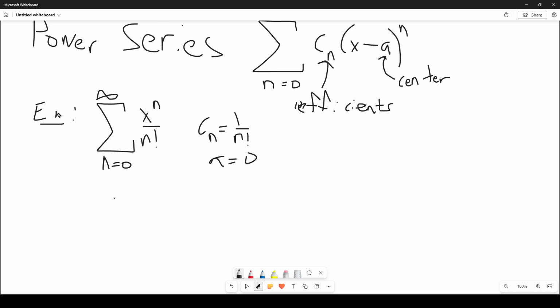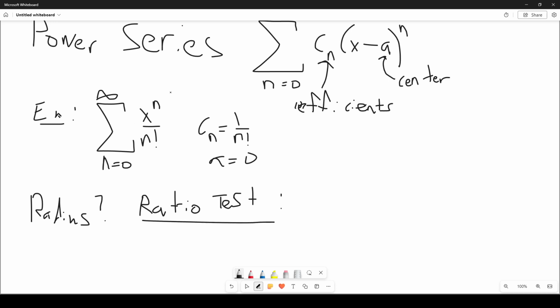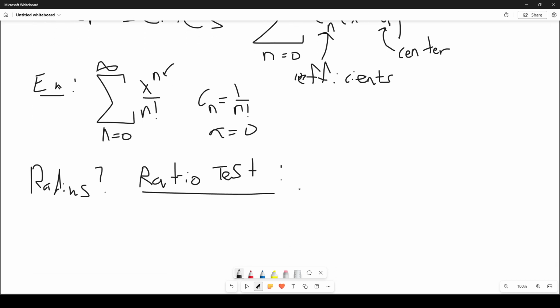So, a natural question is, what might be the radius of convergence? How far can we go from 0 till we hit something that doesn't converge? Well, using our tools from convergent series, let's apply the ratio test, which is going to basically be your best friend when it comes to these power series. The reason is that you have this x to the n, and you'll see what happens when we apply the ratio test.